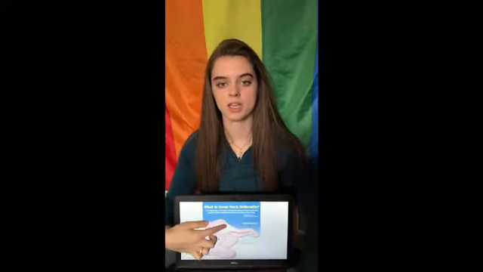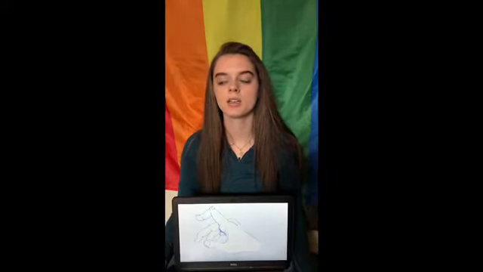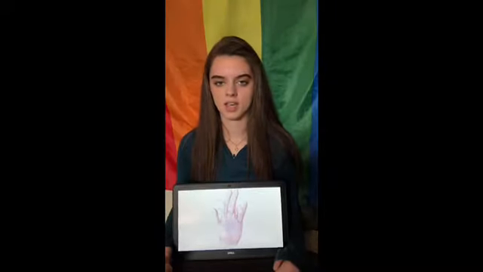For the next ones, I have the PowerPoint to explain what they look like. First is swan neck deformity. That's what it looks like. It can also happen at the wrist. After that is boutonniere deformity. After that is claw finger. After that is trigger finger, which just looks like that.